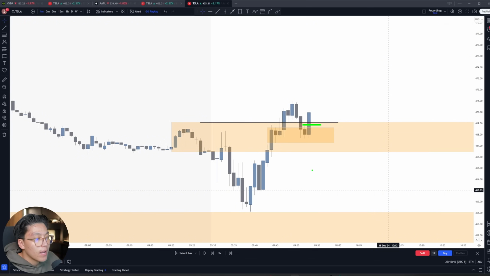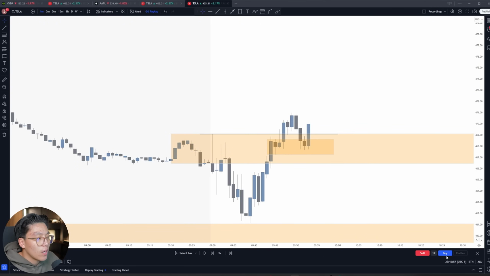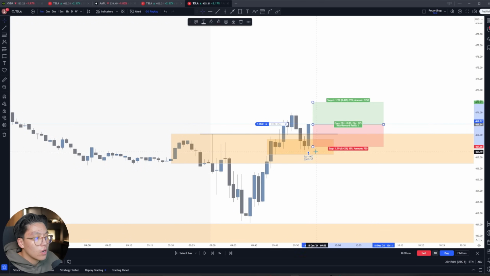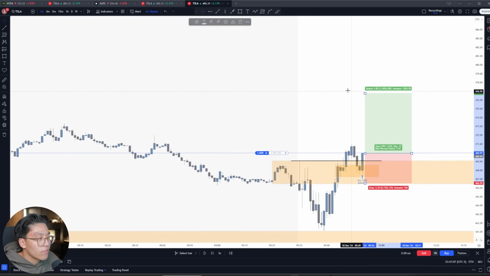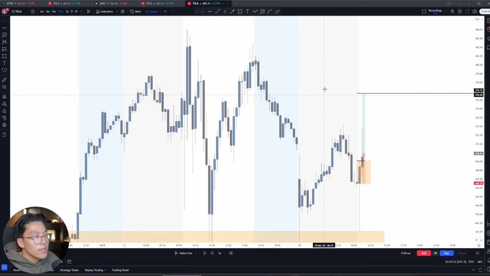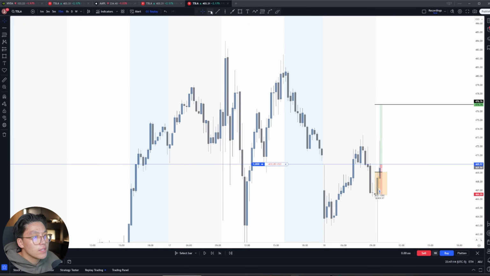So we break it back above this 1-minute candle. And now we're holding our 1-minute order block. We're holding our 5-minute order block as well. This is where I get in long with a stop just below our 1-minute order block. And now what I'm looking for is a 1 to 2, which is my first target. And then my second target is my higher time frame key levels, which is your previous day highs.